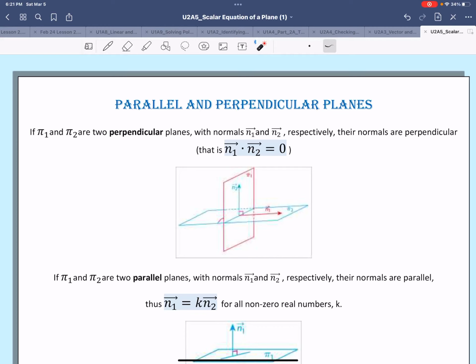Welcome back to lesson U2A5. We're going to take a look at parallel and perpendicular planes.